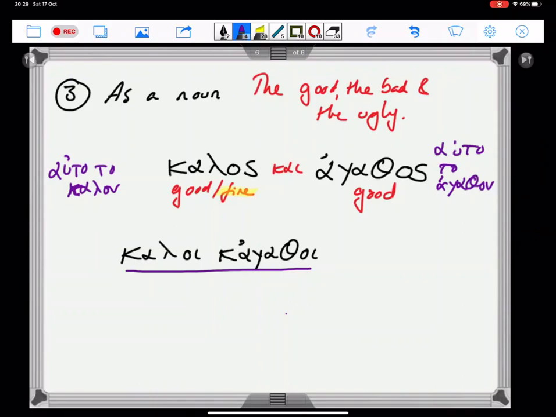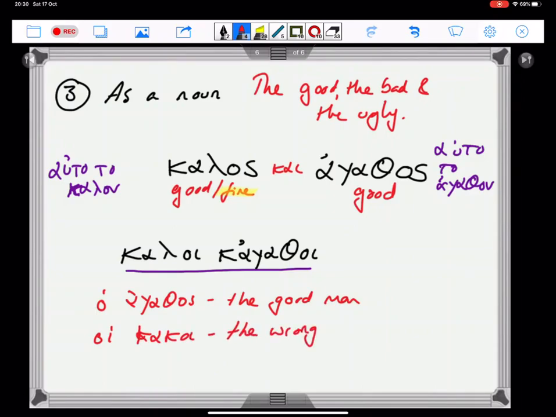So it's really great that you can use these as a noun as soon as you add an article in front of them. So ho agathos is the good man. Hoi kakoi, the wrongdoers or evil people. Because you know the gender of it, you can supply a default person and get an actual thing out of this. It's a really useful aspect of Greek, that you don't have to express the noun in order to get a meaning out of an adjective.